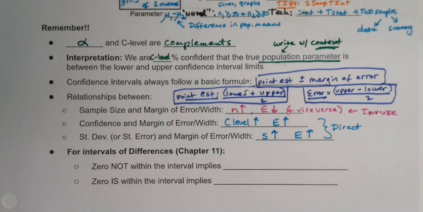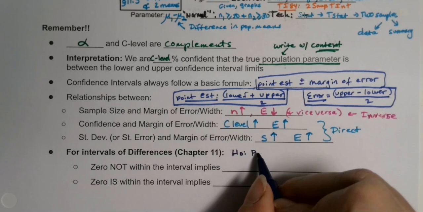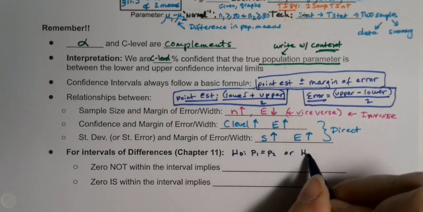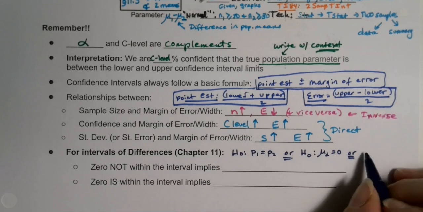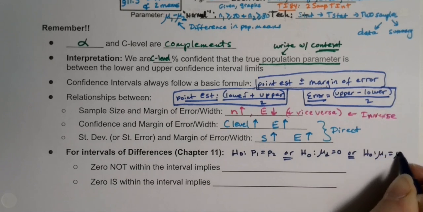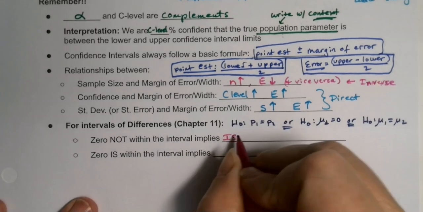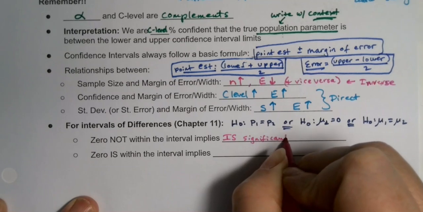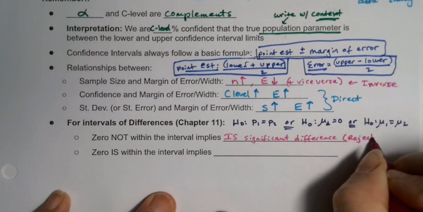And then, of course, what we learned in Chapter 11, which is very important, because in Chapter 11, we're always assuming that the null hypothesis is that one value equals the other value, right? So P1 equals P2, or the difference is 0, or, right? If we think about Chapter 11, these were the possible null hypotheses. Mu1 equals mu2. You're always assuming equality. So if 0 is not within the interval, that implies that there is a significant difference, and we reject H naught. Right? When there's a significant difference, we reject H naught.